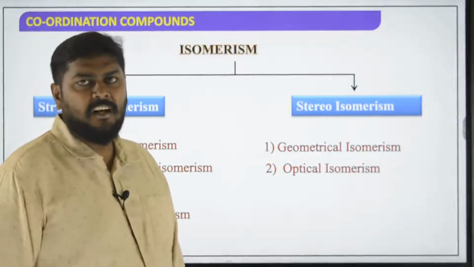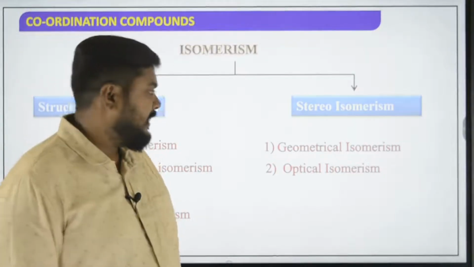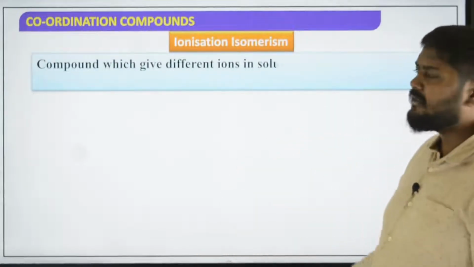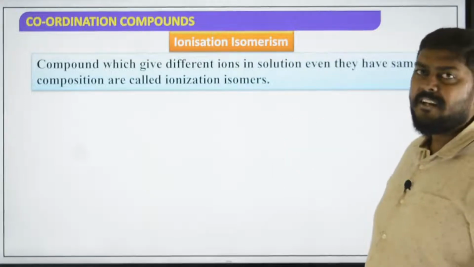We know what geometrical isomerism is. Geometrical isomerism is also called cis-trans isomerism, right? That we will discuss later. First, we will start with structural isomerism. The first one is ionization isomerism. So what is ionization isomerism?